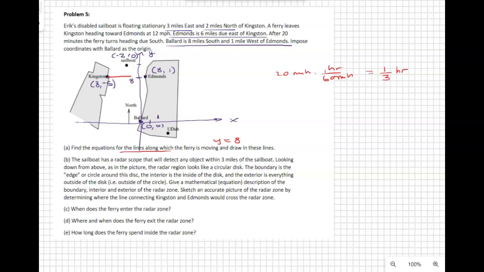The ferry is going at 12 miles per hour. So distance equals rate times time. We're figuring out the distance. The rate of the ferry is 12 miles an hour times 1/3 of an hour. That's 4 miles. Okay, so it goes 4 miles this way, and then it turns.